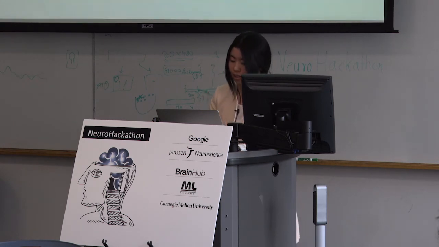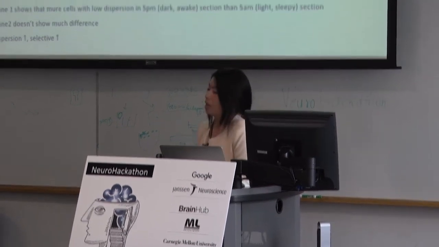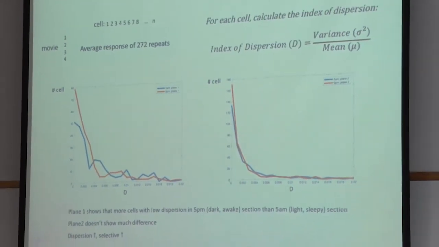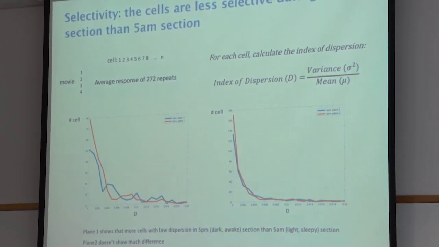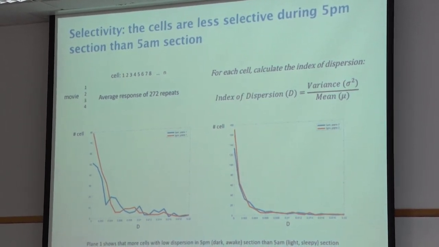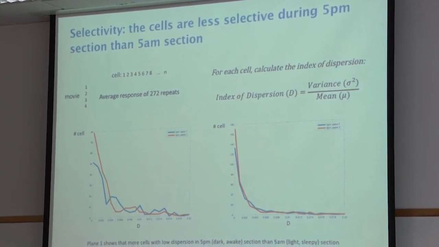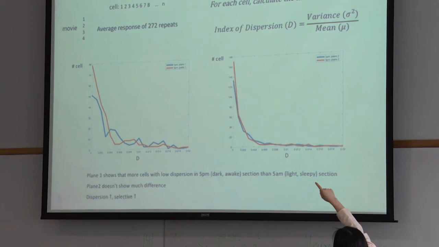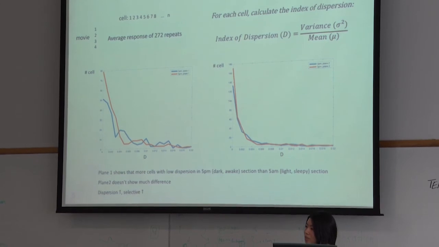Okay, sure. So this one, we have the data. For example, I just explained for plan one, we have the data for a certain number of cells, let's say 301 cells. They respond differently to four different movies, so we have all this data, and we calculate the mean value of each cell's response to a certain type of movie, and then we can calculate the index of dispersion, which is the variance of these four numbers over the mean of these four numbers.